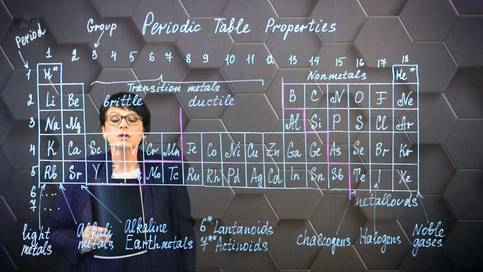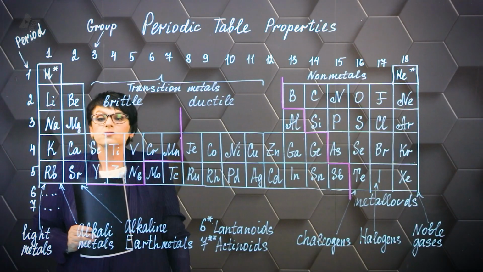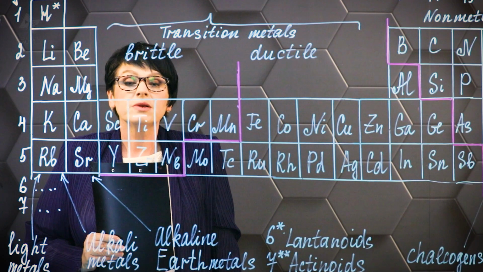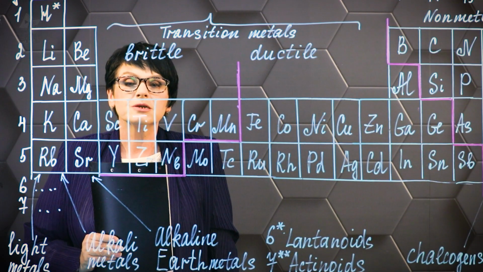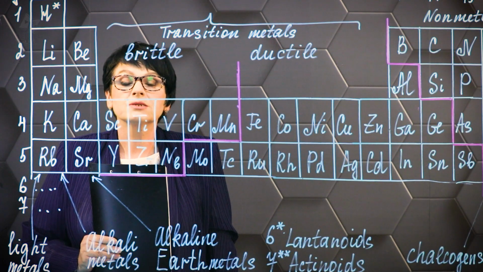But I must say that hydrogen, which is in the same group, does not belong to the alkali metals. Hydrogen is its own element. It is privileged to have its own family, the family of hydrogen.